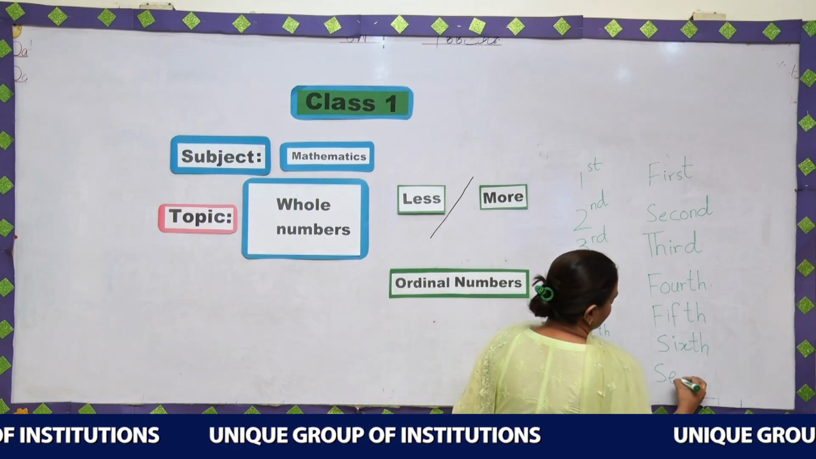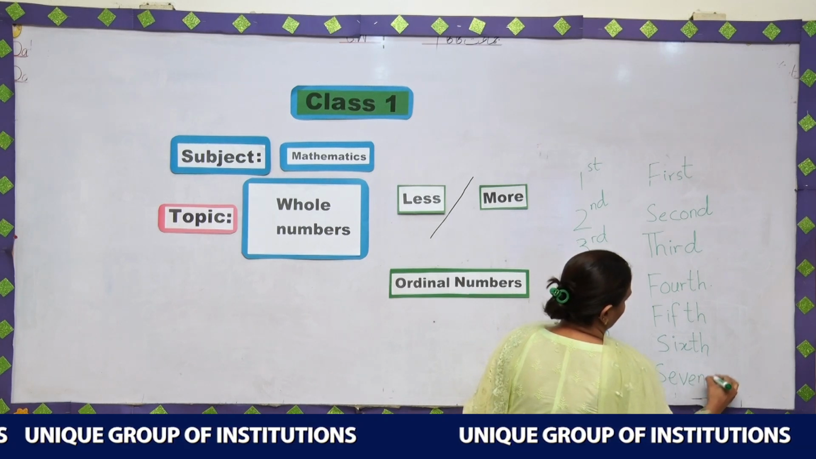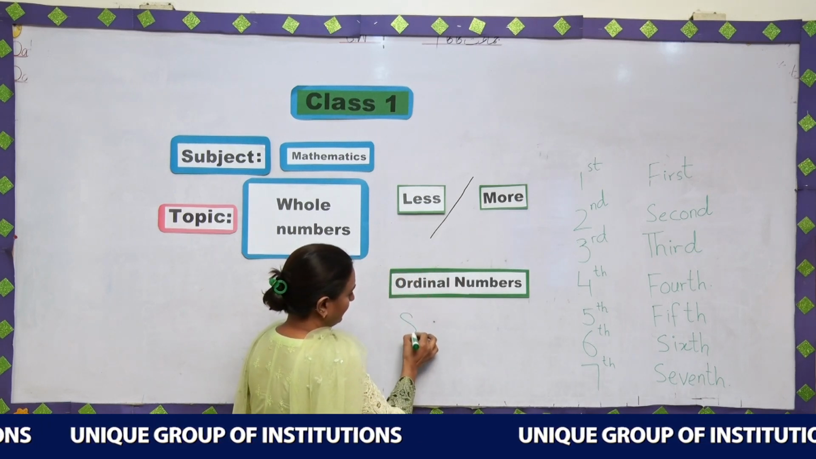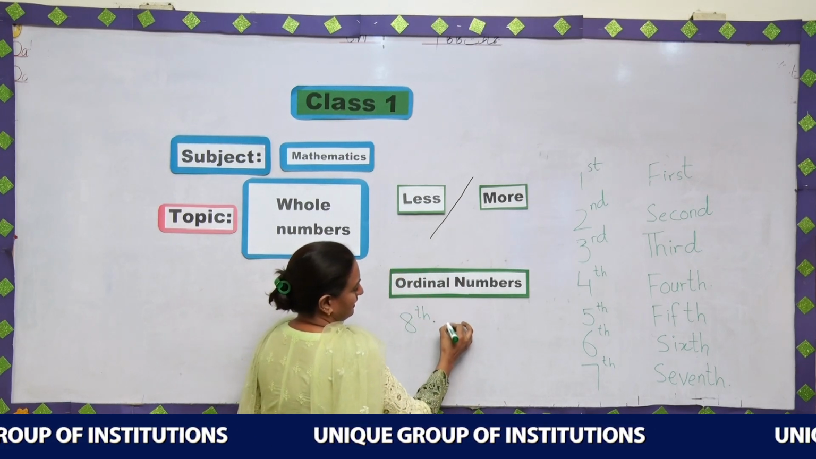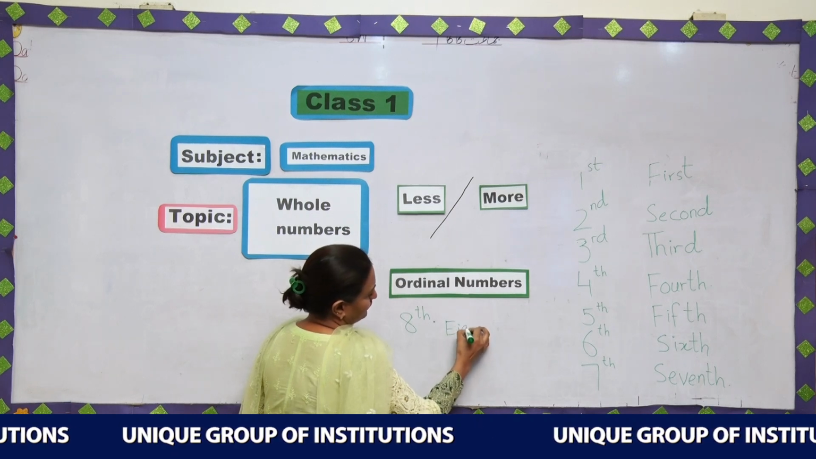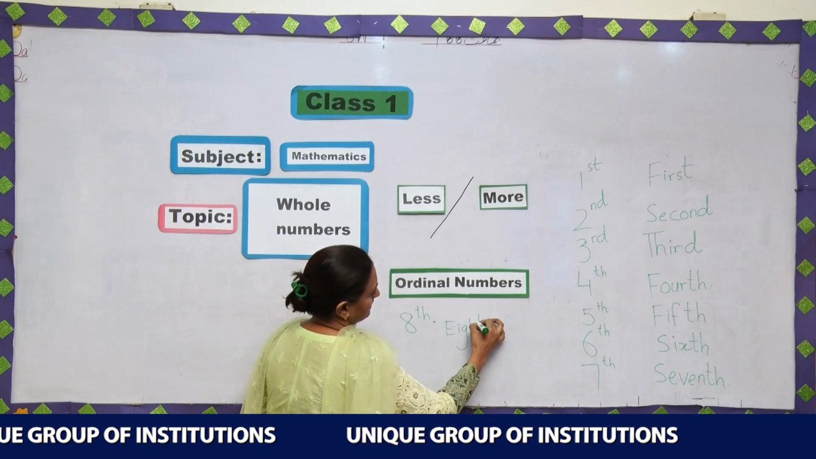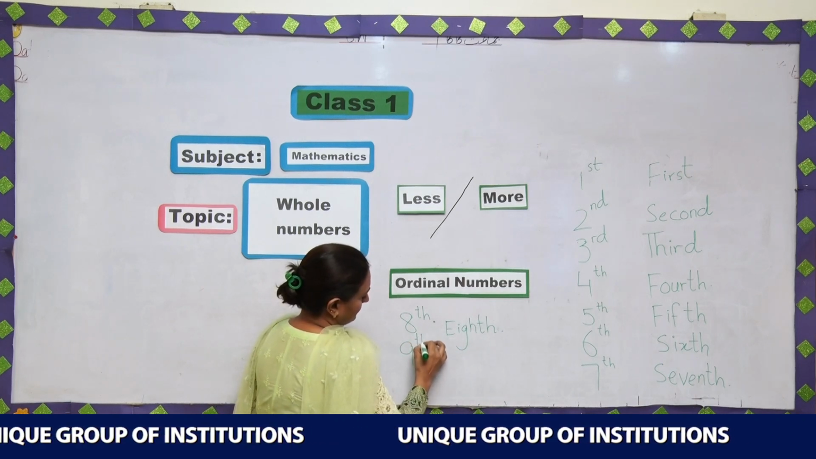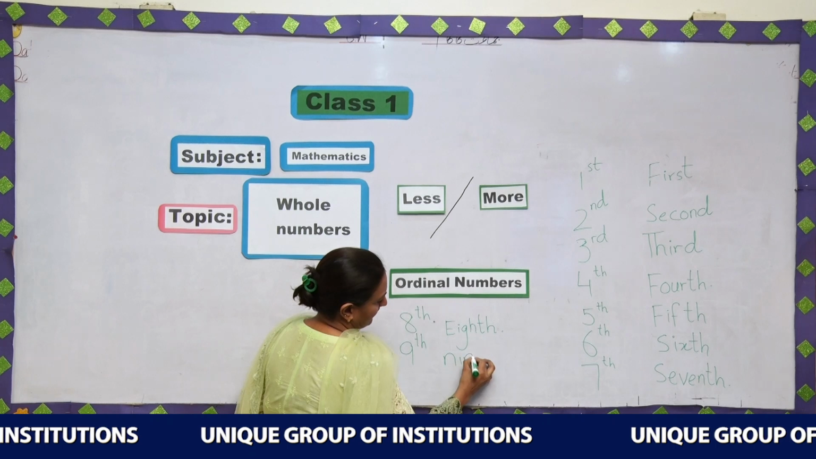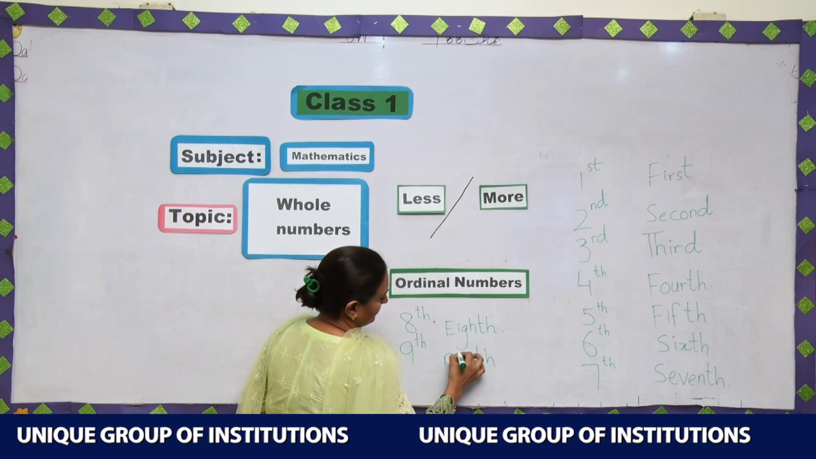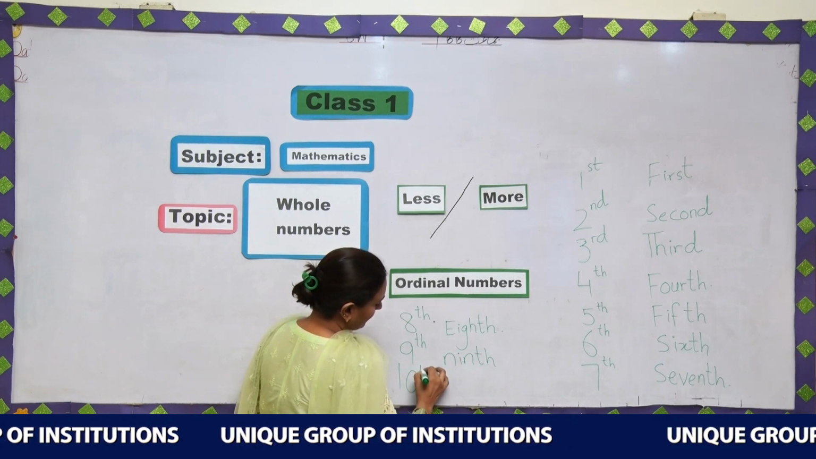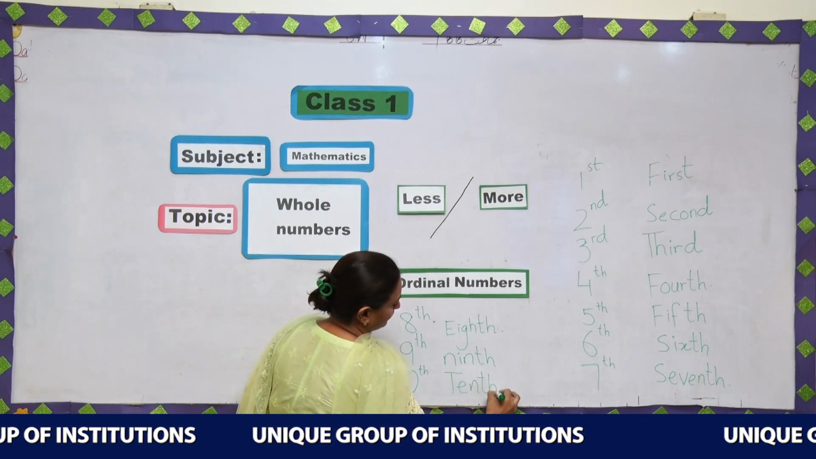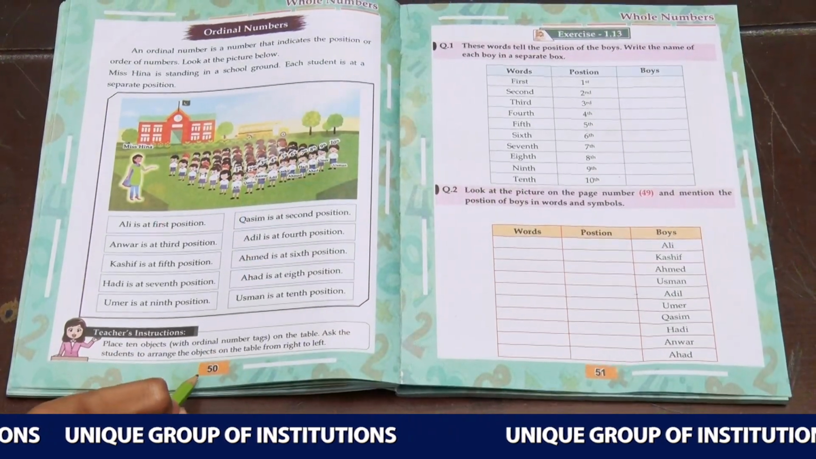Seventh, S-E-V-E-N-T-H, 7th. Then after 7 it's 8th. E-I-G-H-T-H, 8th. 9th, N-I-N-T-H, 9th. And the last one is 10th, T-E-N-T-H, 10th. Open your book, page number 50.